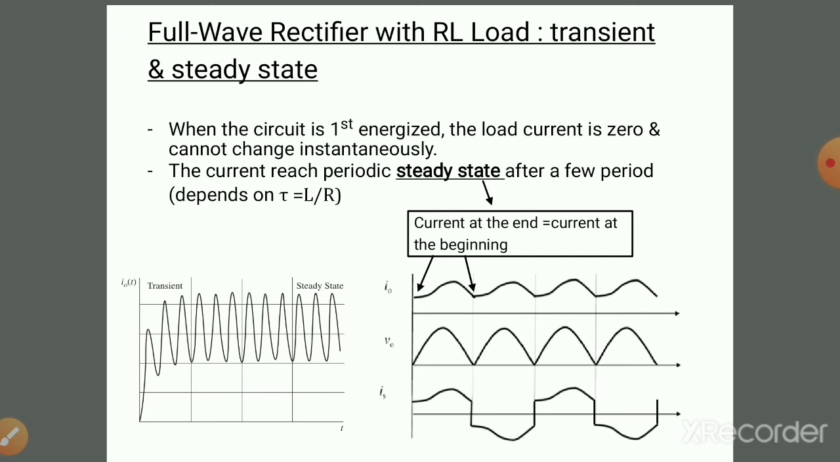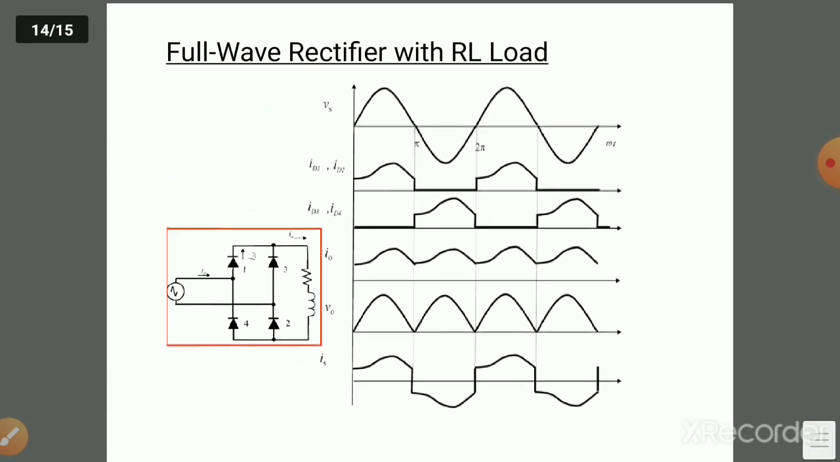If it is operating in other modes, there are continuous conduction mode and discontinuous conduction mode as well. Based on which mode your circuit is operating in, the transients also vary, and the current flowing through the load also varies. That is about the full wave rectifier connected to an RL load.